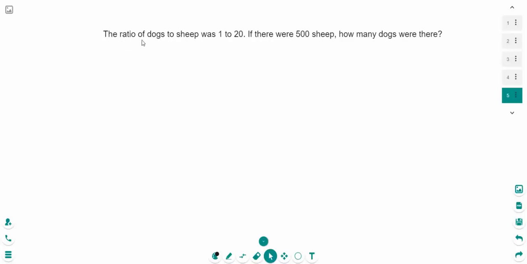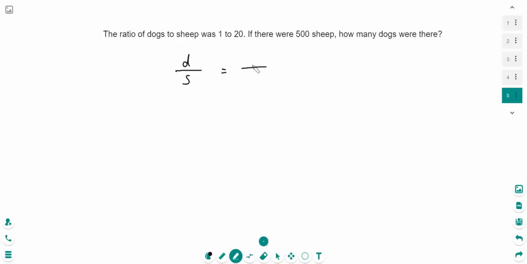Okay, so the ratio of dogs to sheep was 1 to 20. So let's just right away say, okay, we have a proportion, which means we have a fraction equal to another fraction, or I should say a ratio equal to another ratio. What are we comparing here? Well, looks like we're comparing dogs to sheep. So we'll put D for dogs up on top and S for sheep on the bottom. Okay, which means then we also need a D over here and an S over here.